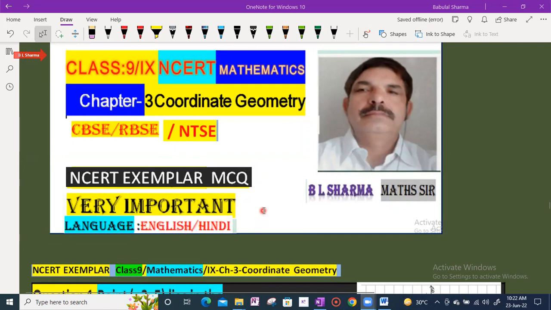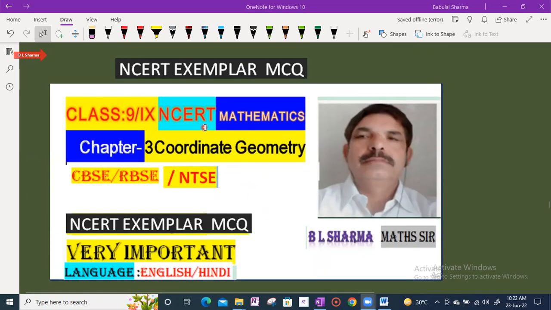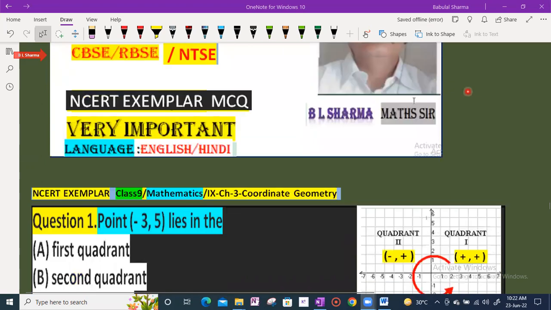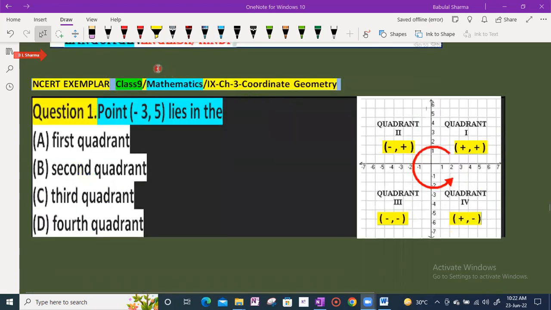ये क्वेश्चन बहुत इंपॉर्टेंट है और जो मैं डिस्कस करूंगा वो NCERT exemplars है. All questions are MCQs here, total I think 24 MCQs, very important and very simple MCQs are here. So question number 1 is on your screen.